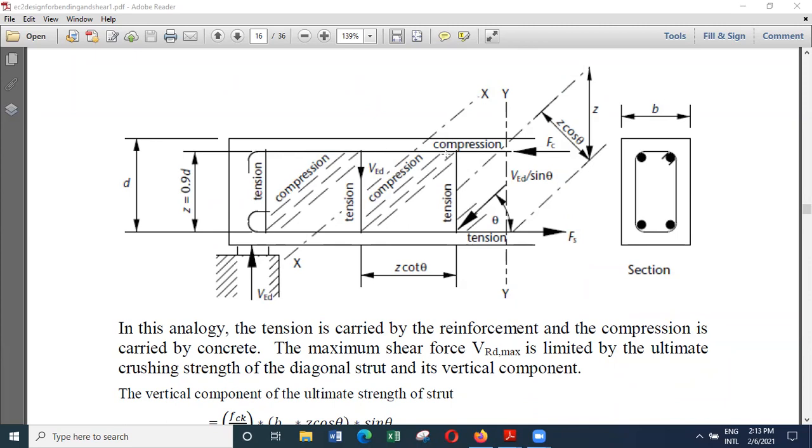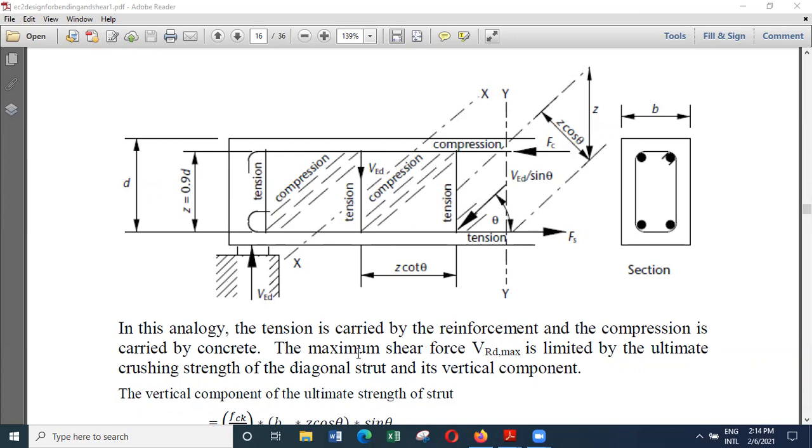So we assume that shear is resisted by using a truss. And so top will go into compression, bottom will go into tension. And this diagonal will carry compression. And this diagonal consists of concrete. And then the shear force is vertical, and it will cause a certain amount of tension in the section that will lead to the failure. So we have to actually resist this shear by using adequate means.